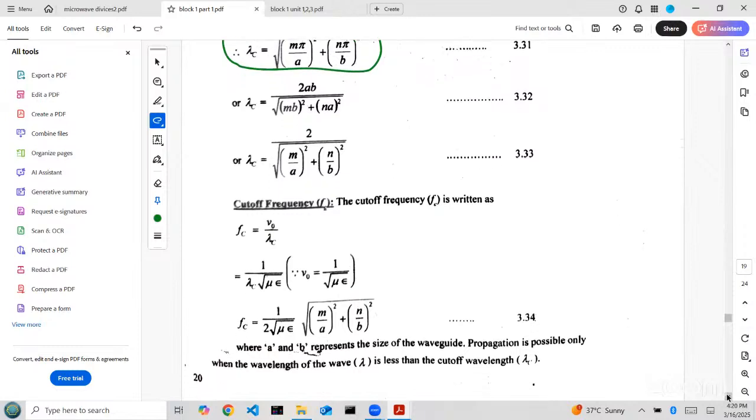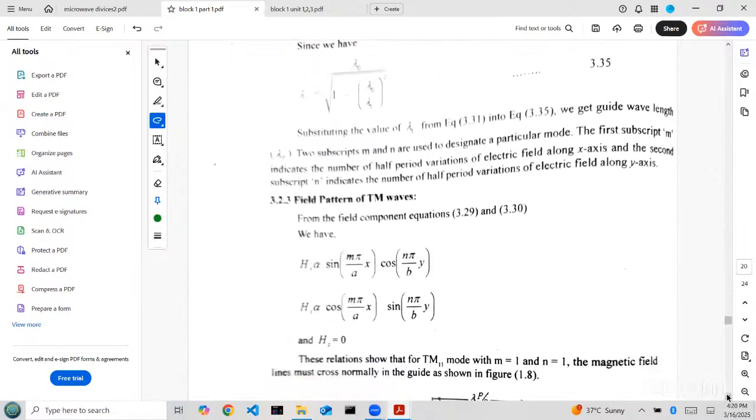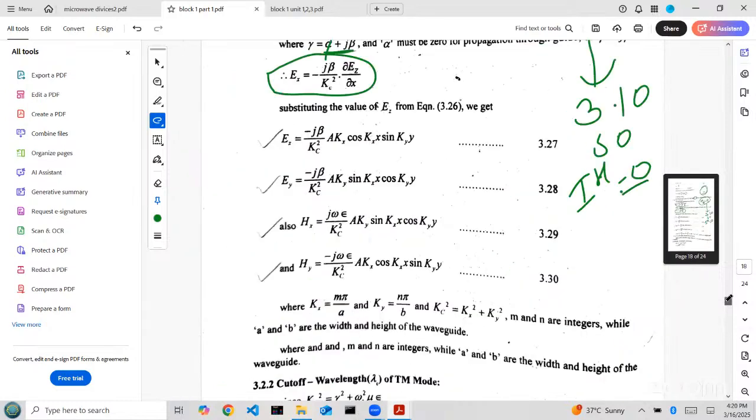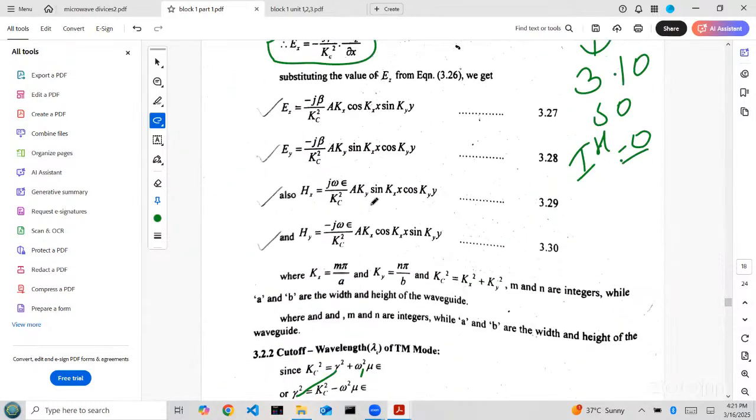Next, see field patterns. What is the field pattern? Observe the HX, HY equations, 3.29 and 3.30. In HX, you have sine and cos terms. For HX, we have one sine term, one cos term. For the 3.30 equation, HY has a cos term and a sine term.